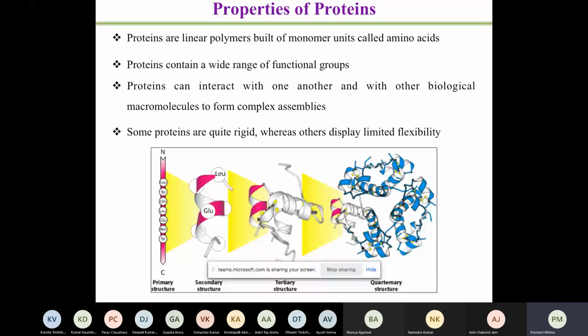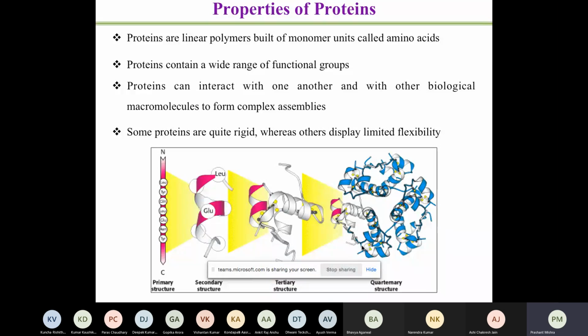So proteins are linear polymers built of monomeric units called amino acids. If I compare with carbohydrates, you have learned that polysaccharides are made up of monomeric units, which are saccharides or sugar residues, with a specific kind of bond which we refer to as glycosidic bonds. On the other hand, proteins are linear polymers of amino acids, and these amino acids are joined together by a specific bond called a peptide bond.